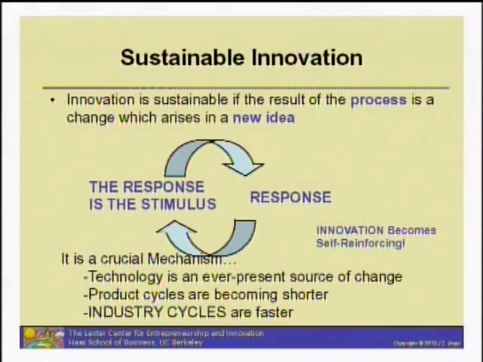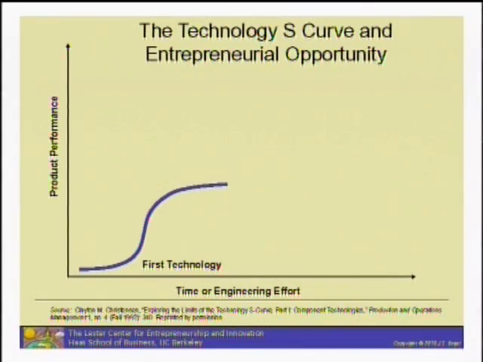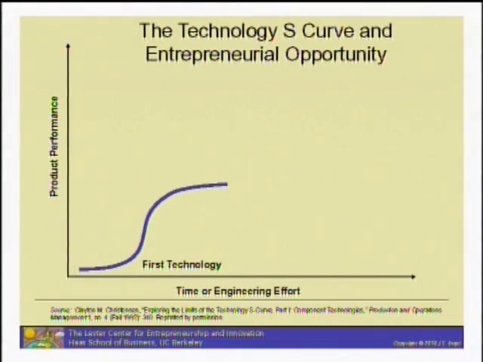So the response to disruption becomes a stimulus, and then the response to that stimulus is in fact more innovation. Let's talk about this knowable thing, I said, this predictable thing about technology. This curve is well accepted as being a reality. This is the technology evolution S-curve.